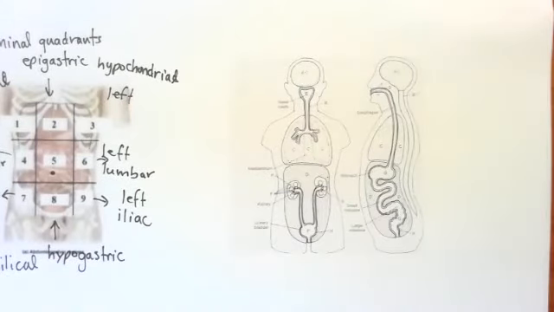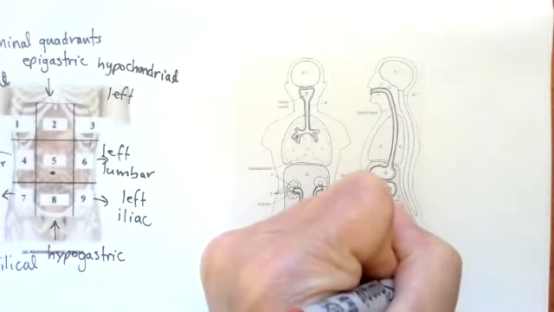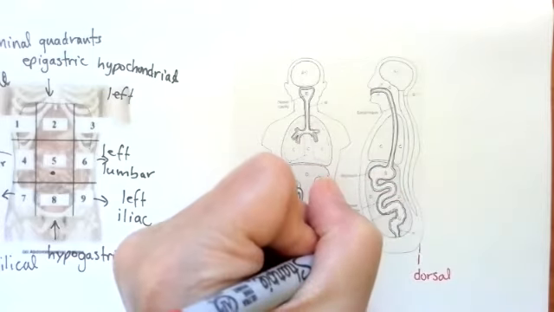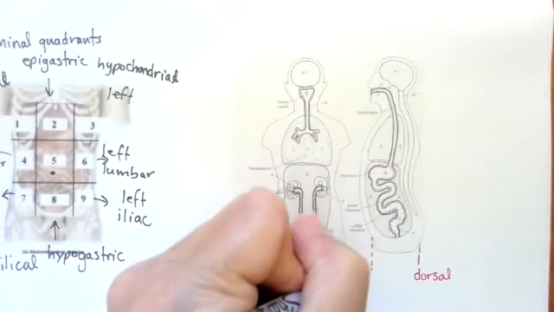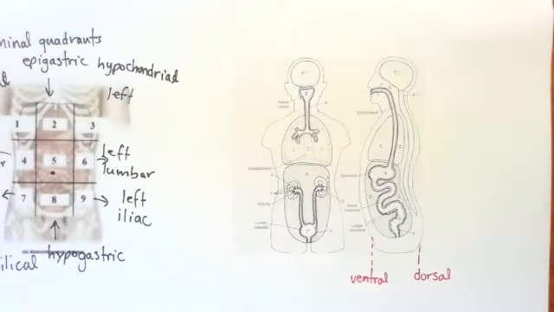Give myself some more room. We're going to color code these. This is the one case where we have dorsal and ventral. So when we look at a lateral view, looking at it from the side, we're going to call this side dorsal and this side ventral. And again, I think this is the only time I can think of that we use dorsal and ventral.